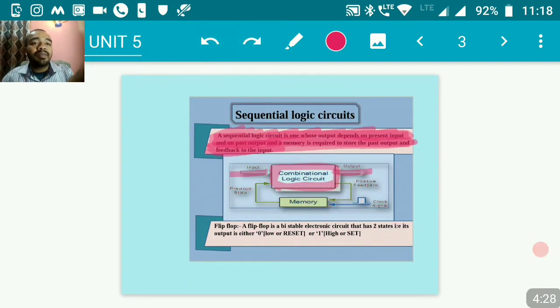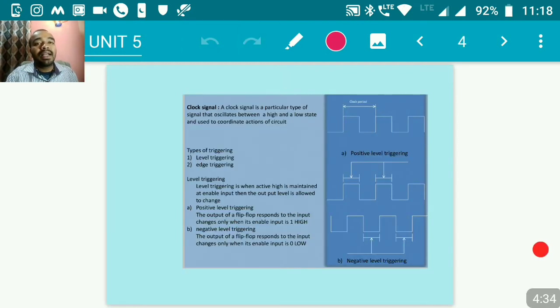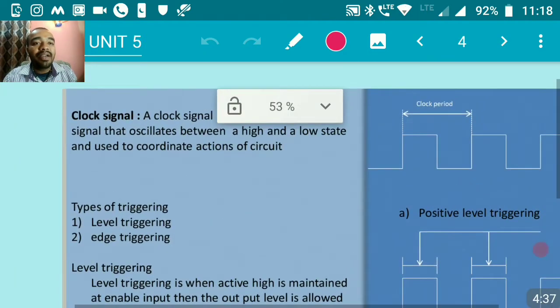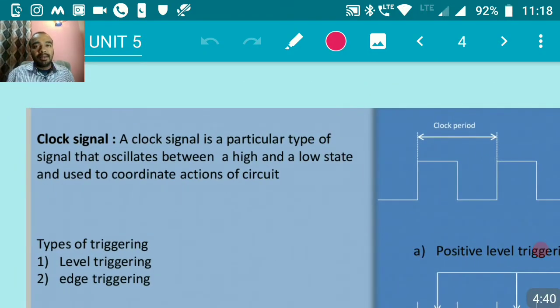Before going to the next slide, let me just remove all these markings that I have done. So let us go to the next slide. Here in the next slide, we are going to discuss the clock signal. What do you mean by a clock signal? A clock signal is any particular type of signal that oscillates between high and low, that keeps changing between high, low, high, low, high, low. Such a type of signal is what we are going to call a clock signal.